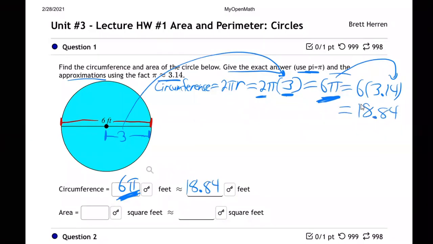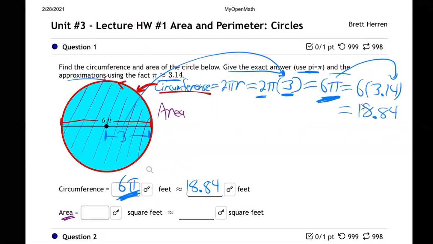Now, the second part of the question, they want the area. Area is all the space in the middle, right? Circumference, which we just finished, was just around the outer edge. If you walked around the outer edge of the circle, how far would you go? We just did that. And now for area, the area formula is pi r squared.